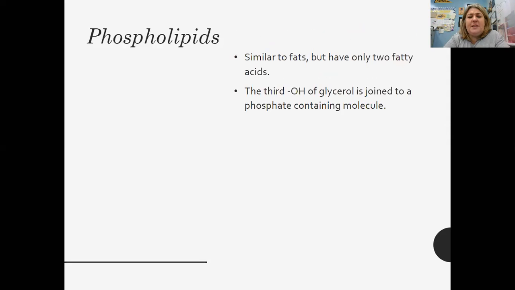So a phospholipid is a specific type of fat that we see. Their difference is it only has 2 fatty acids in comparison to 3. The third hydroxyl group or functional group is joined to a phosphate containing molecule, hence the name phospholipid.